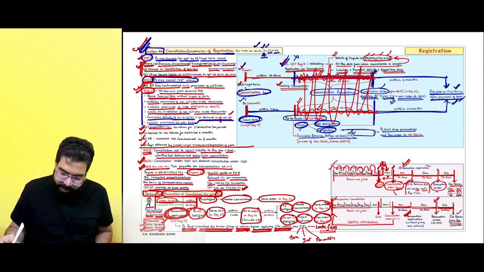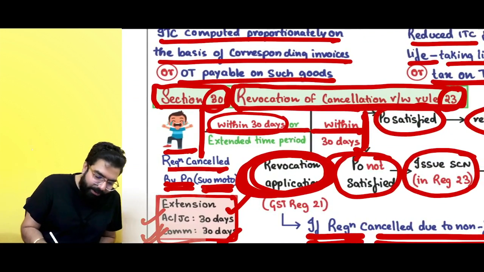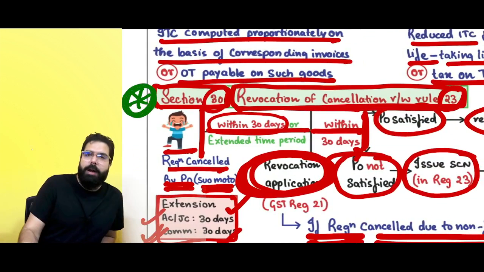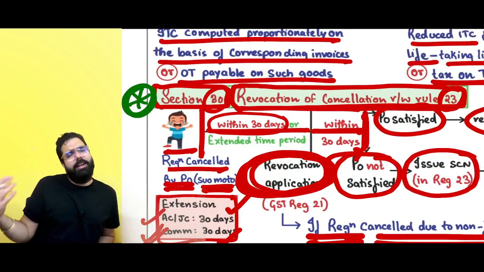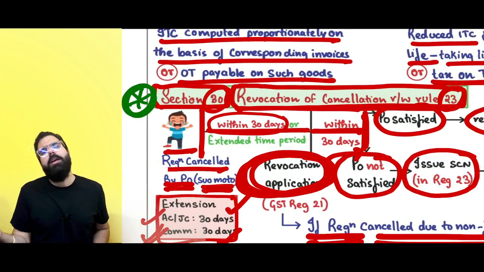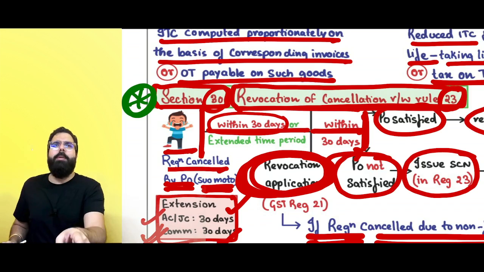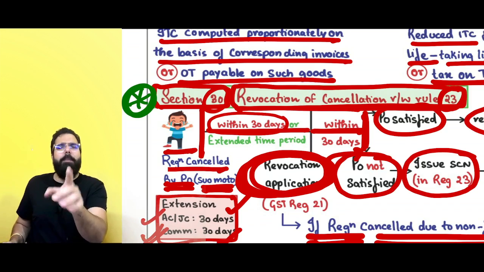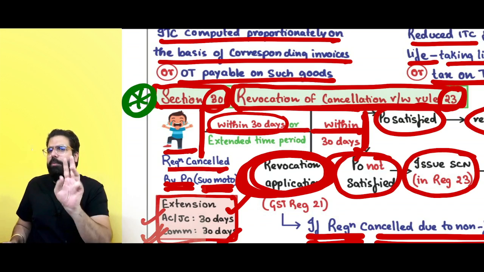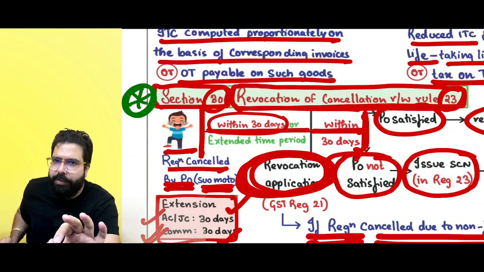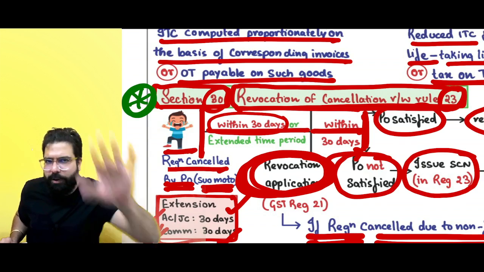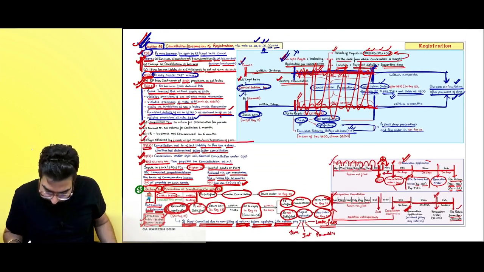Here we are done with section number 30. Listen to me very carefully. I will tell again: an amendment has come in rule number 23. No new amendment as such. Whatever amendment was done in section number 30, to make those changes in rule number 23, they have just told that in rule number 23, whenever you are applying for revocation, it is within 30 days or the extended time limit. Yes, sir, point is clear.